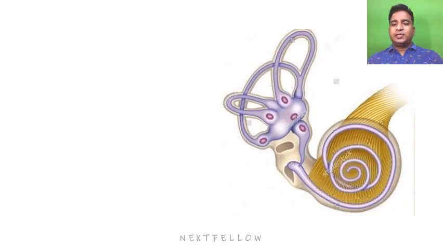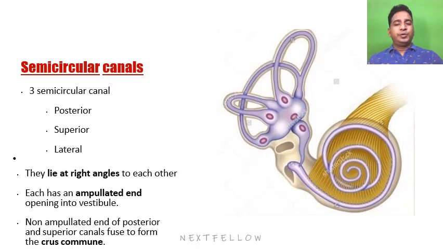Now, look at this diagram. Another part of the bony labyrinth is the semicircular canals. We know semicircular canals are three in number: posterior, superior, and lateral. These semicircular canals are at right angles to each other, that is, at an angle of 90 degrees.